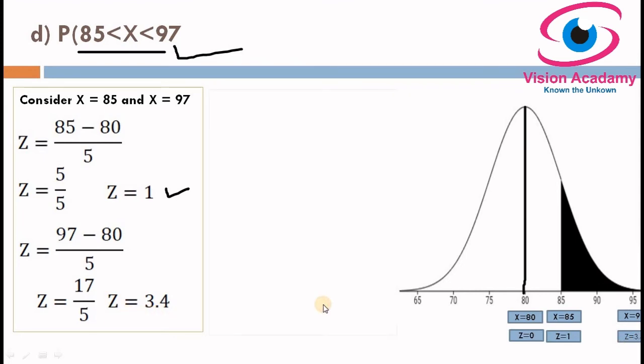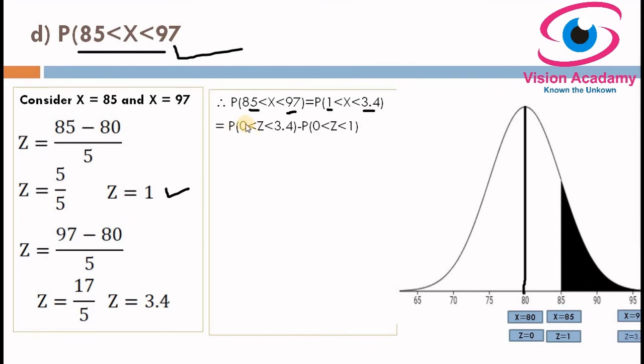Now let us prepare the equation to plot into the table. We know that we have a situation called probability of x between 85 to 97. So we will replace 85 by z value 1, and 97 by z value 3.4. When we go further, our next calculation would be probability of 0 lesser than z lesser than 3.4. You know that z is symmetric about the mean, that's why I have considered 0 again. And 3.4 is the z value of 97, and minus probability of 0 lesser than z lesser than 1, which is the z value of 85.